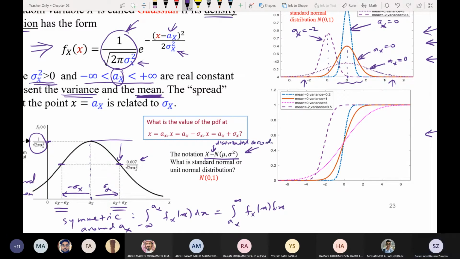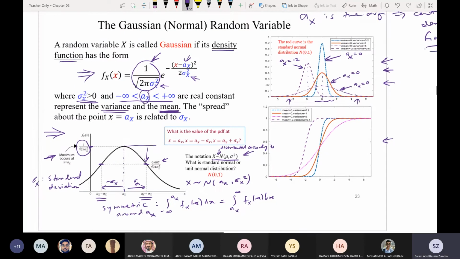X is distributed according to a normal distribution N with mean AX and sigma x squared. We are using a different setup, so it's distributed according to AX, which is the mean, and sigma x squared, which is the variance.